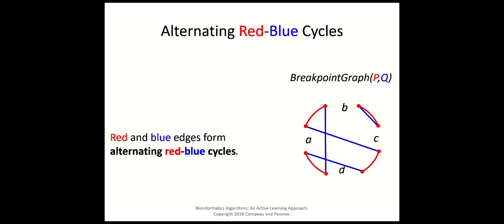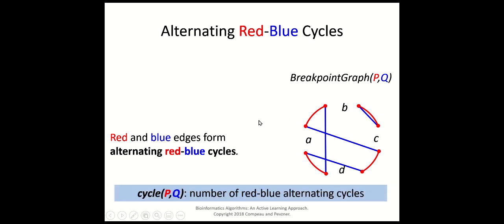And I'm going to introduce a concept called alternating red-blue cycles. I can see that I have on this graph alternating red and blue, and on this graph alternating red and blue. And I'm going to define cycle PQ as the number of red-blue alternating cycles.